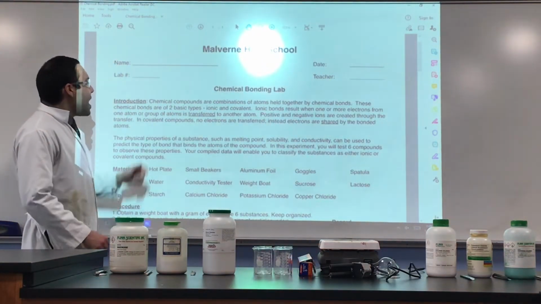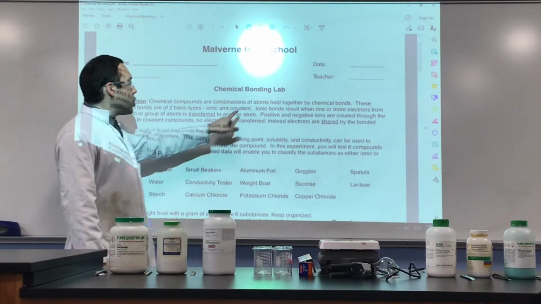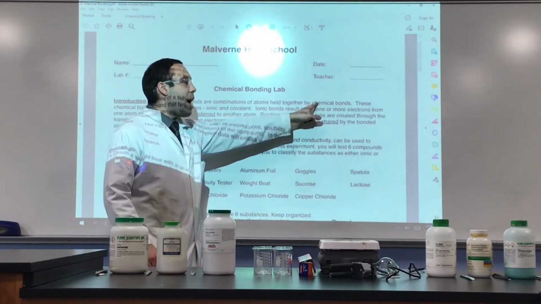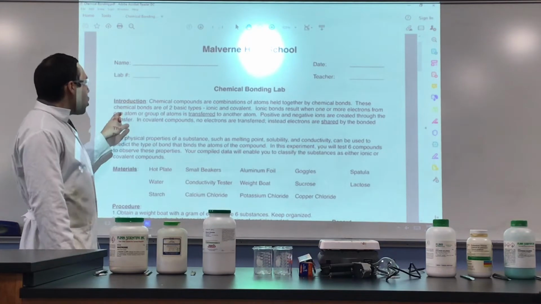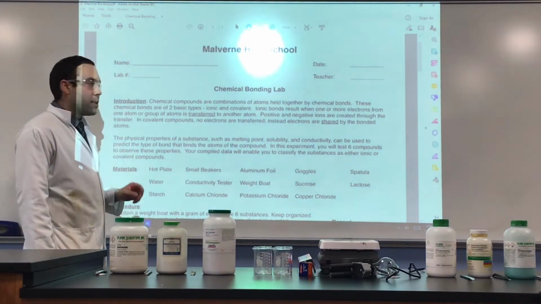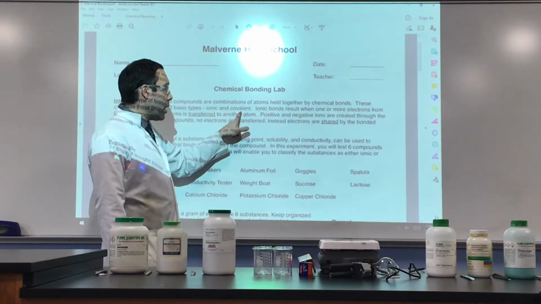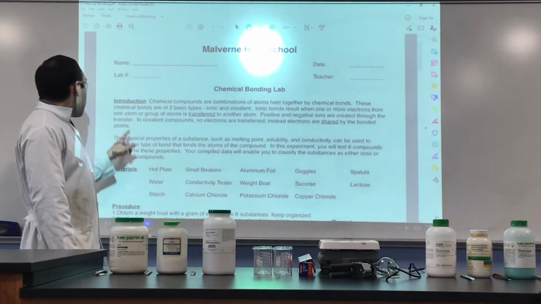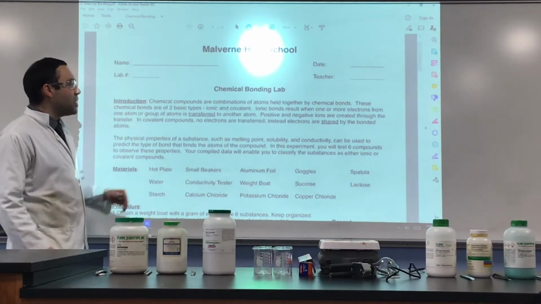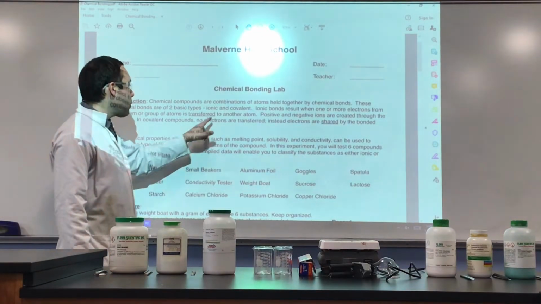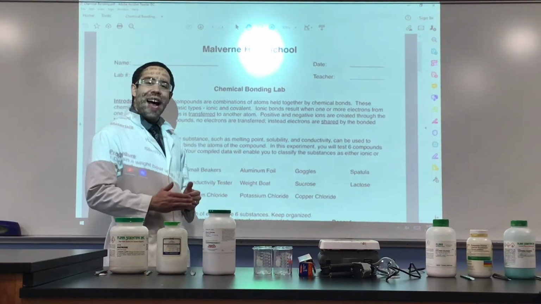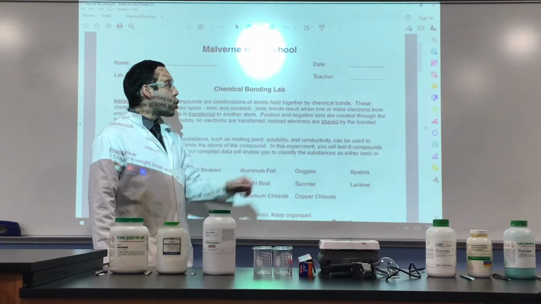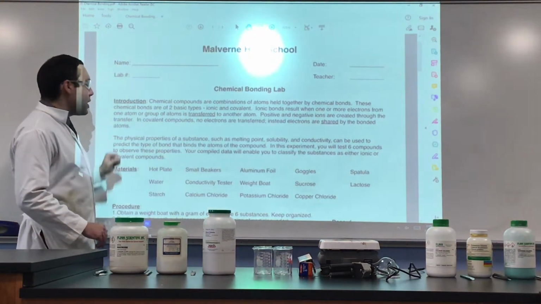Introduction. Chemical compounds are combinations of atoms held together by chemical bonds. These chemical bonds are of two basic types, ionic and covalent. Ionic bonds result when one or more electrons from one atom or group of atoms is transferred to another atom. Positive and negative ions are created through the transfer.